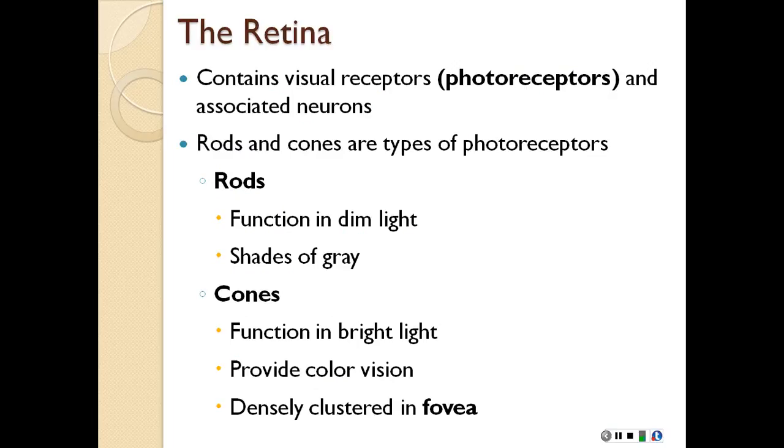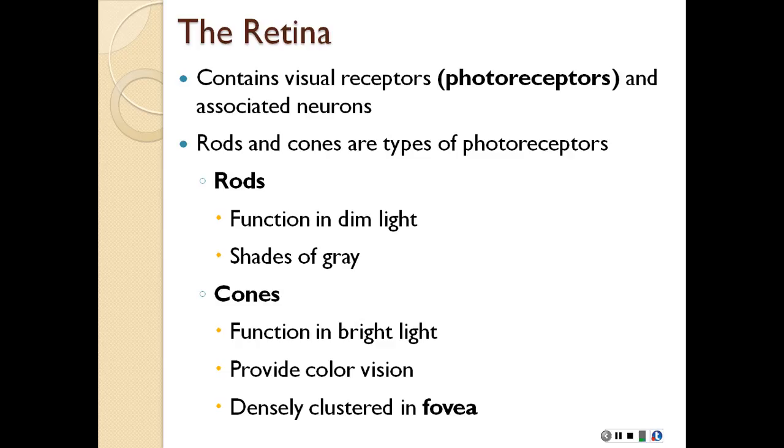So the rods and cones are the photoreceptors. They're found in what part of the eye? The retina. So the retina is where the rods and cones are, and you should know the difference between them. They're both photoreceptors, but they have a different job.